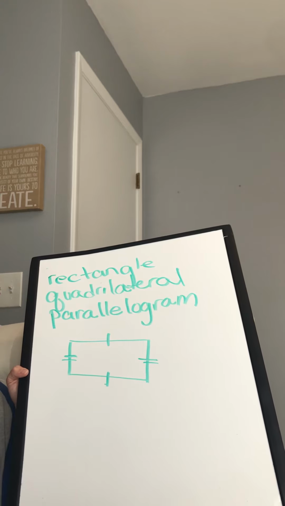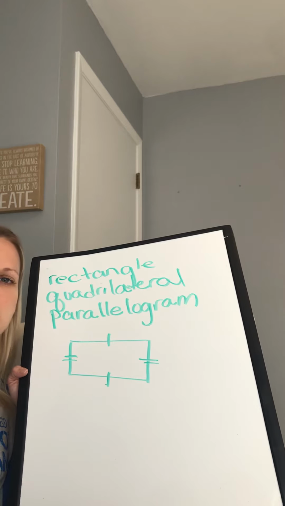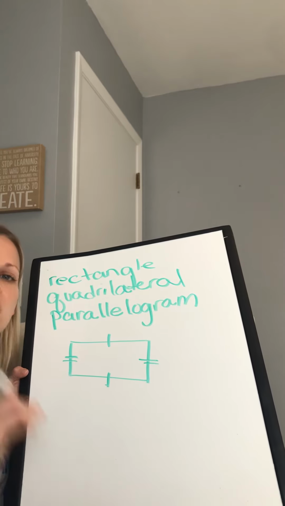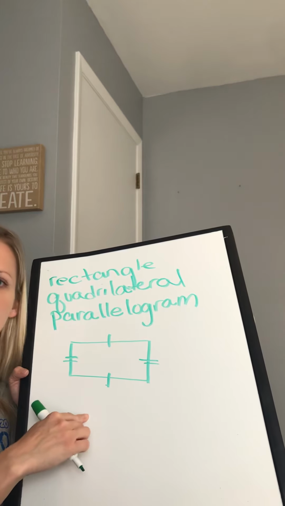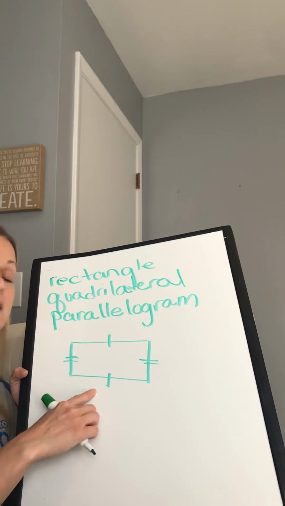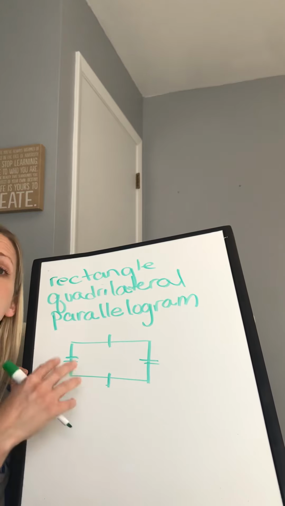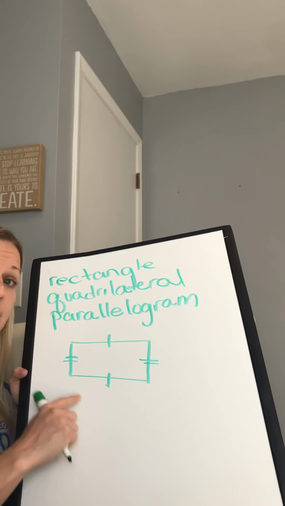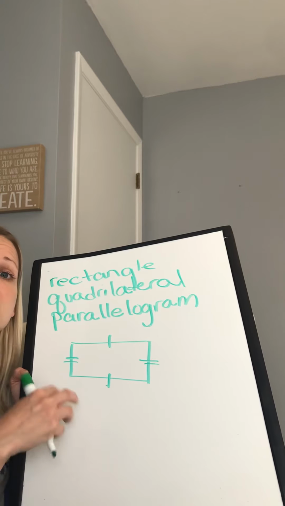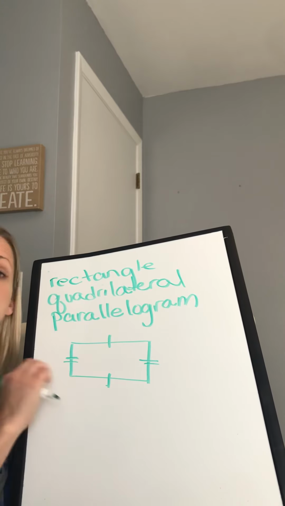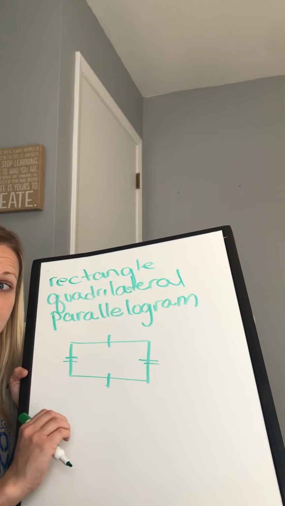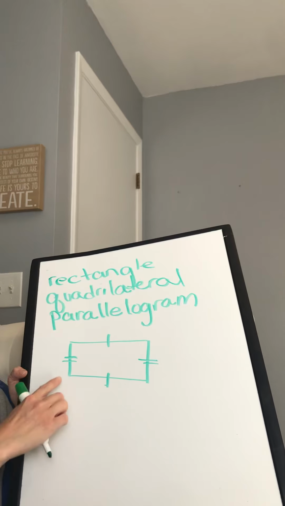You could not name a rectangle a rhombus because a rhombus has four equal sides. A rectangle does not have four equal sides, so you cannot name a rectangle a rhombus. And that's why you can also not name a rectangle a square, because a square has four sides that are equal as well, and a rectangle does not have four equal sides. Okay, so these are all the names for your rectangle.